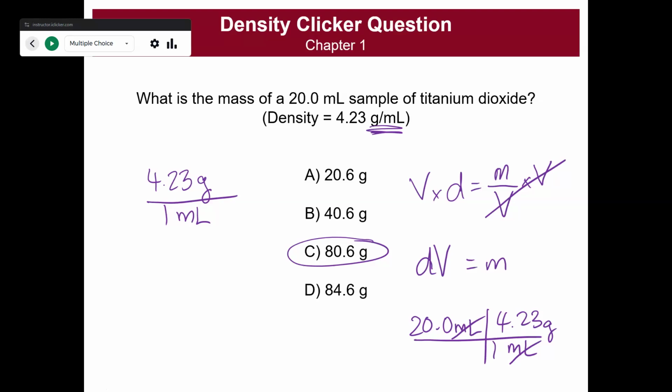Oh, you're right. I was like, that doesn't look right. Thank you. See, everybody makes mistakes. So it is D, 84.6. And if it didn't come out to that, that's what you round to because you want 3 sig figs, because both numbers have 3 sig figs.